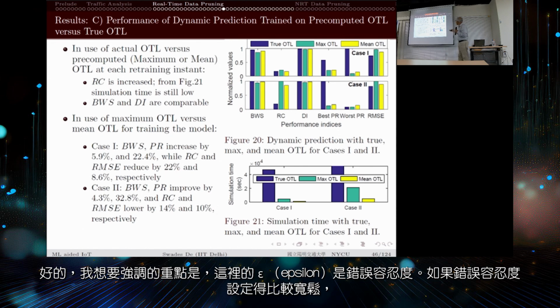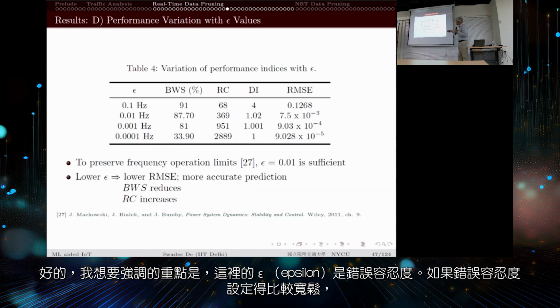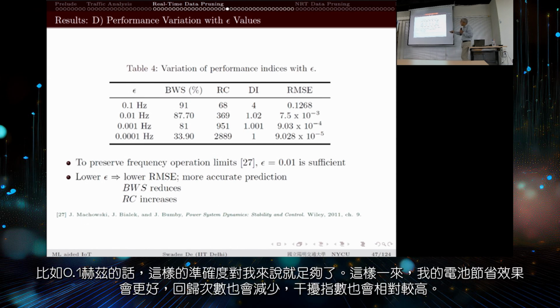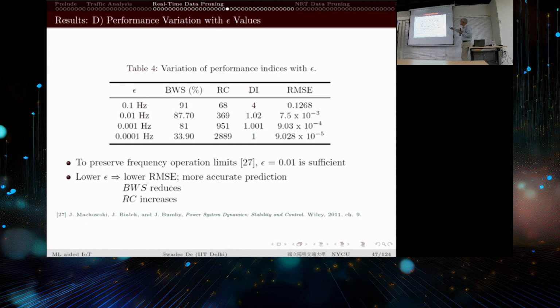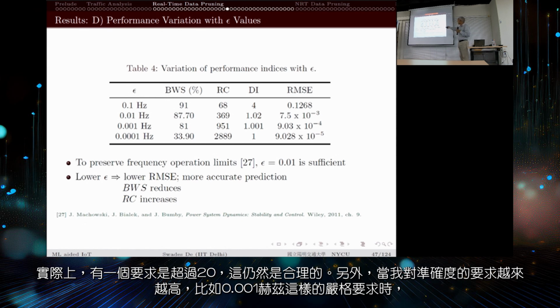Okay, so the takeaway that I would like to emphasize here is that epsilon is the error tolerance. If the error tolerance is reasonably loose, 0.1 Hz, where accuracy is sufficient for me, my bandwidth saving is high, retraining count is less, and disturbance index is also quite high. Actually 1 is required, and it is over predicting. That is still reasonable, and RMSE is this.